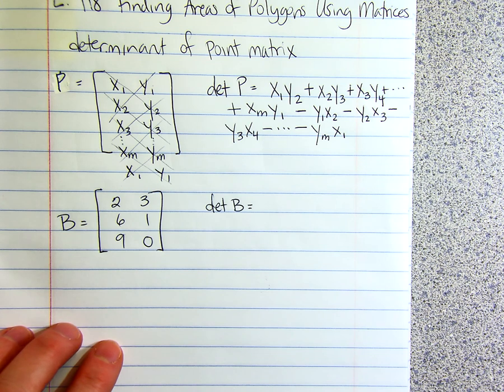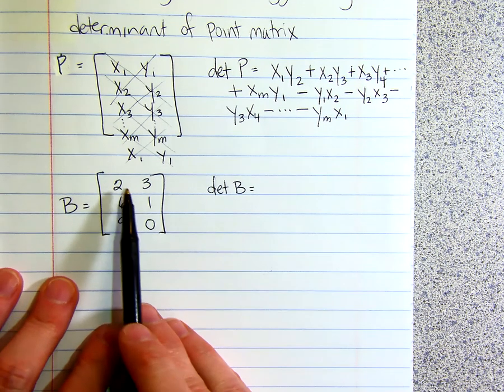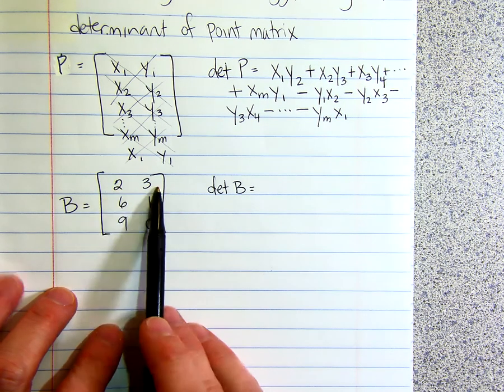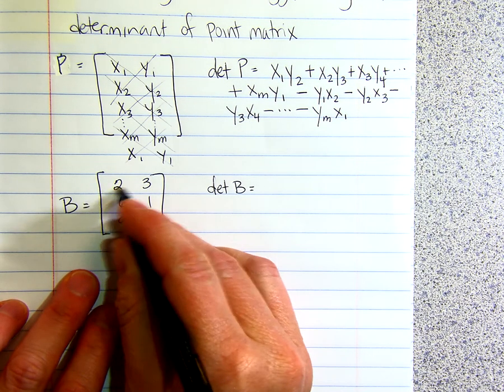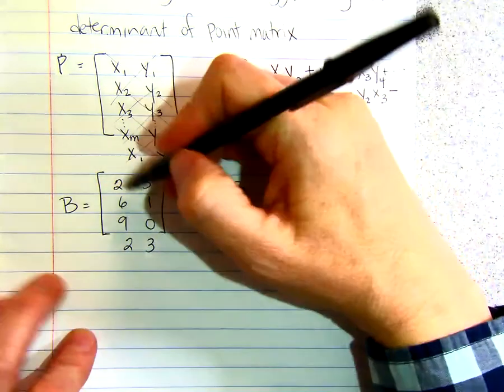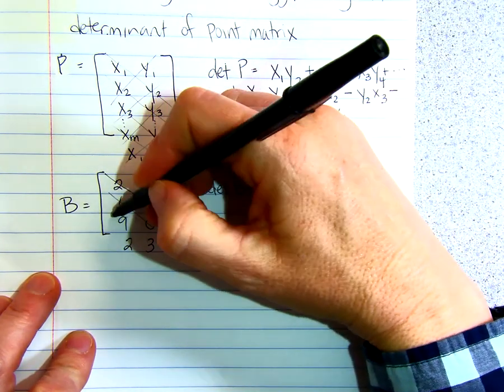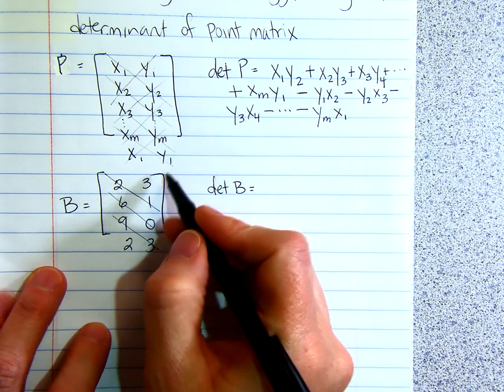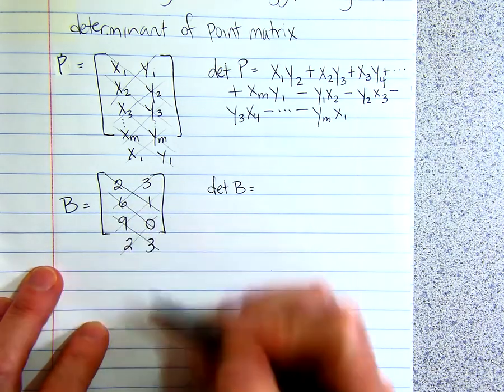Okay, so we're gonna rewrite our first row right here, so we don't miss those two. So we're just kind of adding that in. We multiply these ones, and then add them together. Then we're gonna multiply these ones and subtract them off.